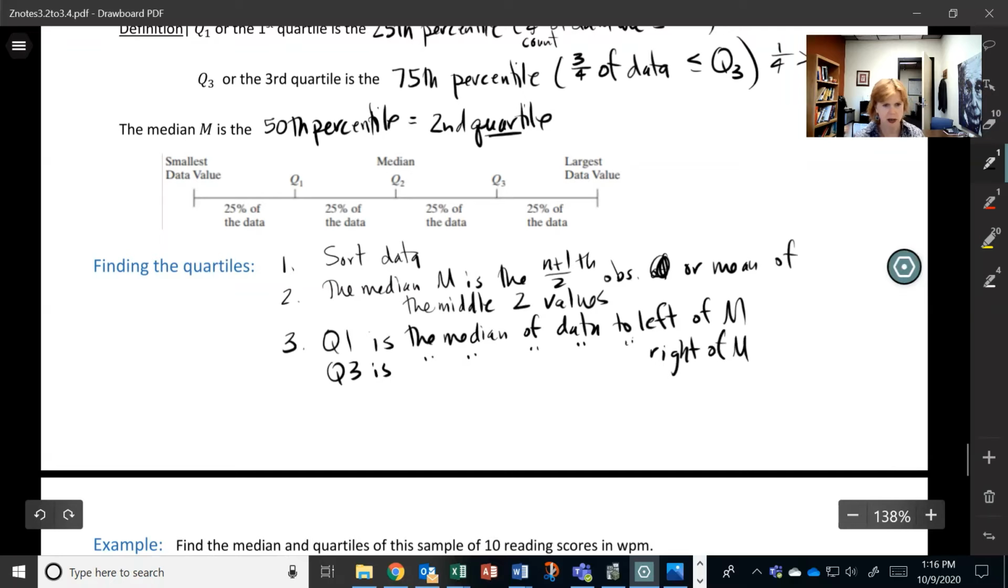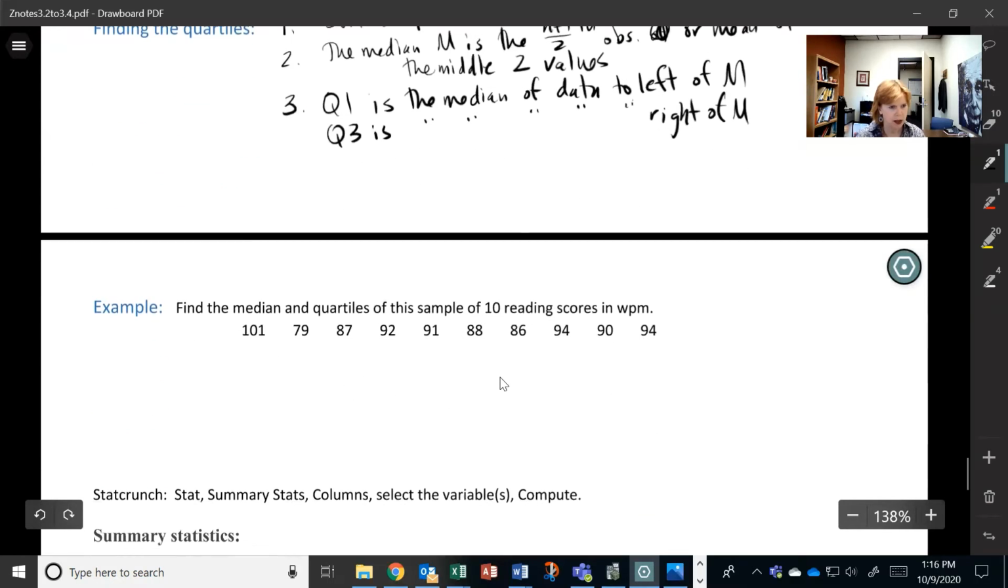So let's do an example. We're going to find the median and quartiles for this sample of 10 reading scores. The first thing I have to do is sort that from smallest to largest. My smallest value is in the 70s, that's a 79. And what do we have in the 80s? We have 87, 88, 86. So that's going to be 86, 87, 88.